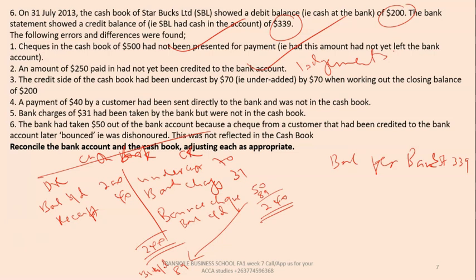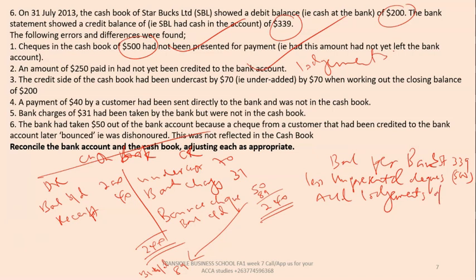Then when we start with the balance per bank statement, what do we do? We say unpresented checks are lessened now. Unpresented checks. How much were they? We are told here that they were 500 bucks. So in this case, you have to lessen them. And then you add lodgments outstanding. How much were they? They were 250.